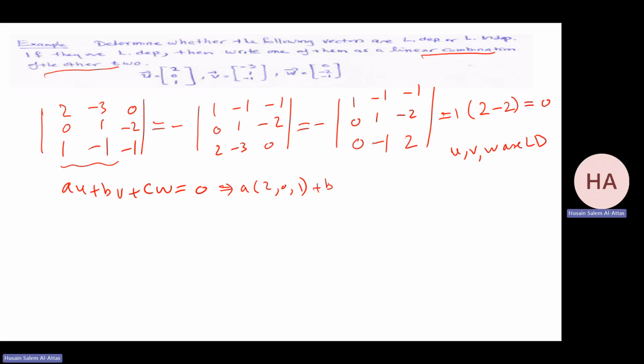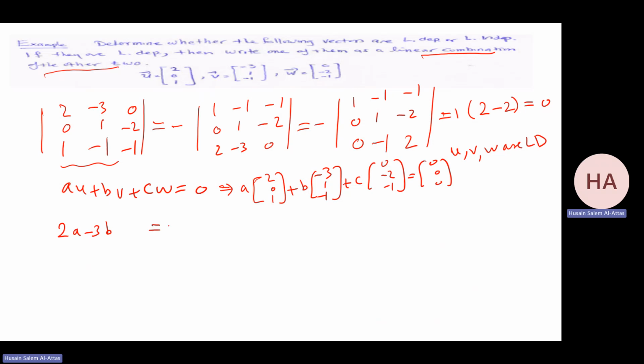plus B. Also write it as a vector, it will be the same. Since I did it as a row vector, now let me write it as column vectors. Plus B minus 3, 1 minus 1, plus C 0 minus 2 minus 1. That should be equal to 0, 0, 0. So what are the equations? I have 2A minus 3B is equal to 0. I have no A, B minus 2C equals 0, and I have A minus B minus C is equal to 0.